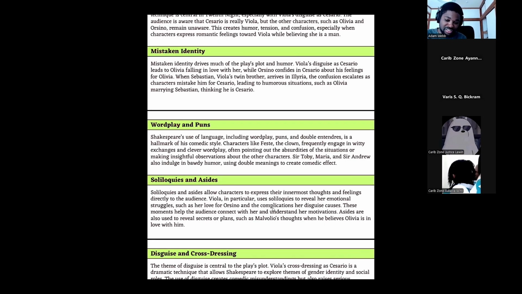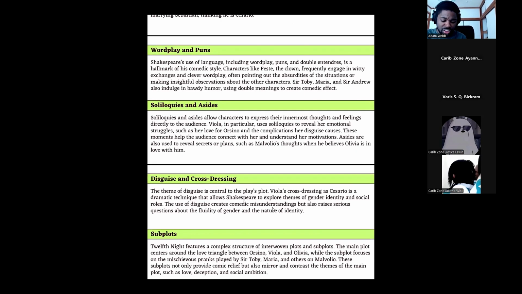All right, soliloquies and asides. Soliloquies and asides allow characters to express their innermost thoughts and feelings directly to the audience. Viola, in particular, uses soliloquies to reveal her emotional struggle, such as her love for Orsino and the complications her disguise causes. These moments help the audience to connect with her and understand her motivation.